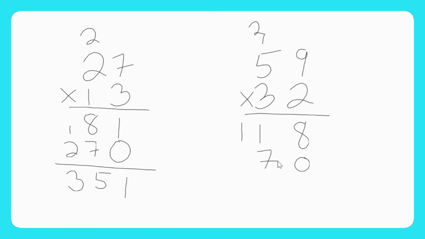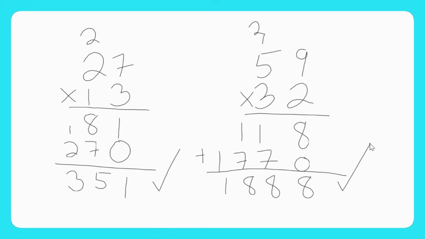After that, I did 3 times 9 to get 27. I carried the 2 and recorded the 7. Then I did 3 times 5 to get 15, plus the carried 2 to get 17, which I recorded as a 1 and a 7. Finally, I added 118 and 1770 to get 1888.